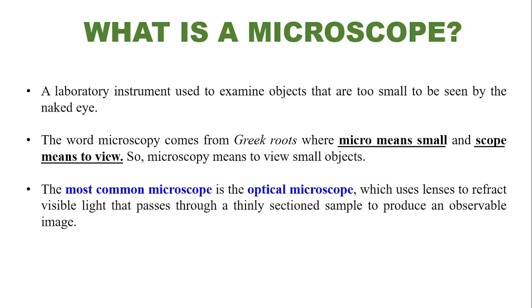If we break this term, here micro means small and scope means to view. So microscopy means to view small objects. The most common microscope is the optical microscope, which uses lenses to refract visible light that passes through a thinly sectioned sample to produce an image.